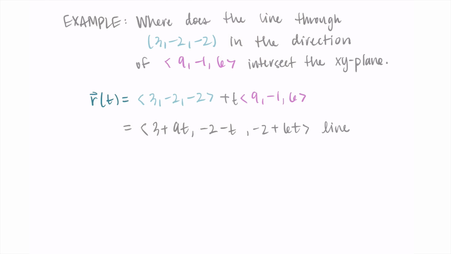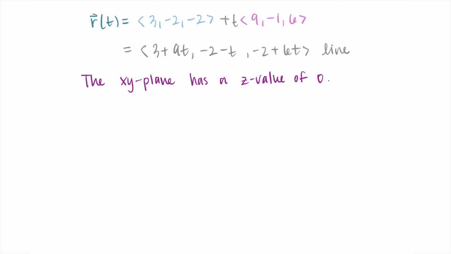And our next task is to figure out where this line intersects the plane. So specifically, we're looking at the xy plane. And what characterizes points on the xy plane is that they don't have a z value. The z value is 0. So the xy plane has a z value of 0. So this means that in my equation of the line, this z value needs to equal 0, because we want to know where that line intersects the xy plane, and that's going to happen when the z value is 0.